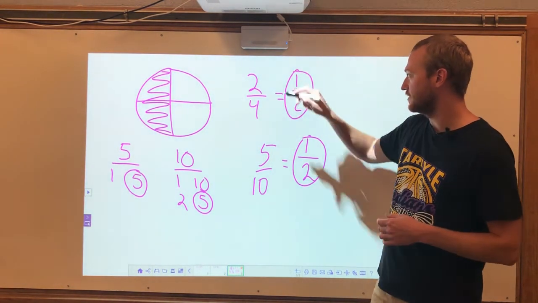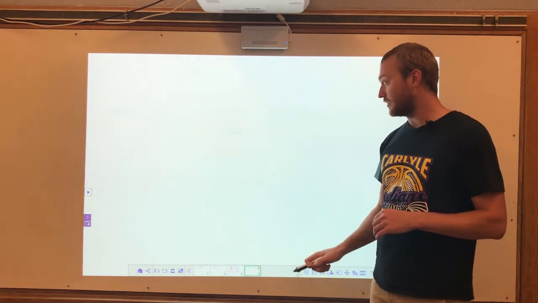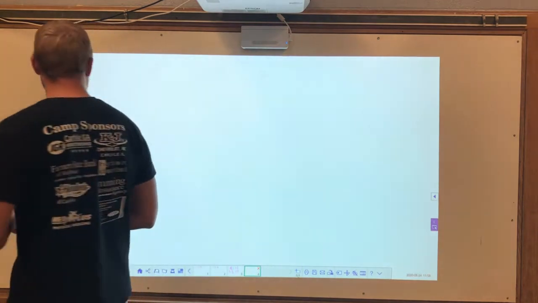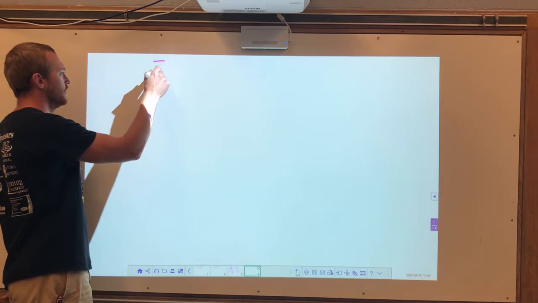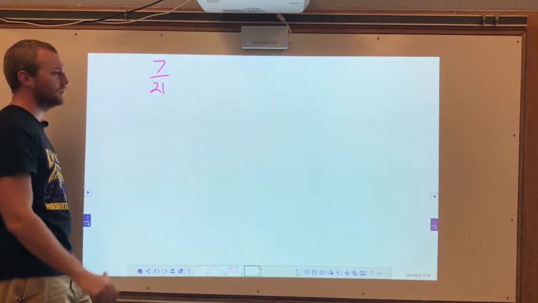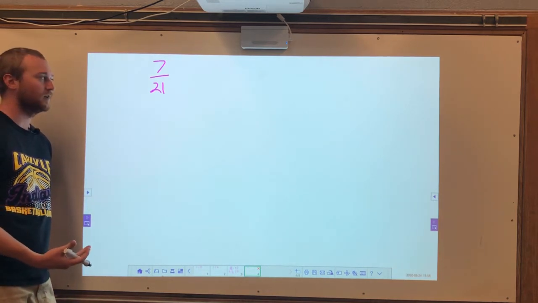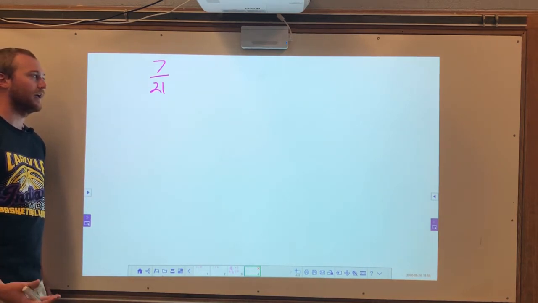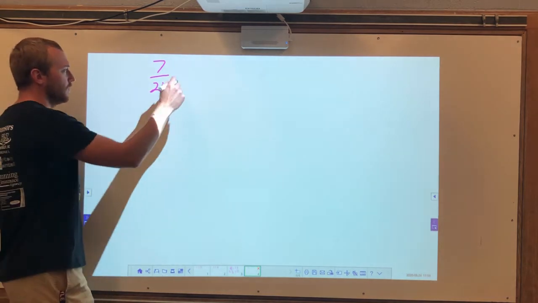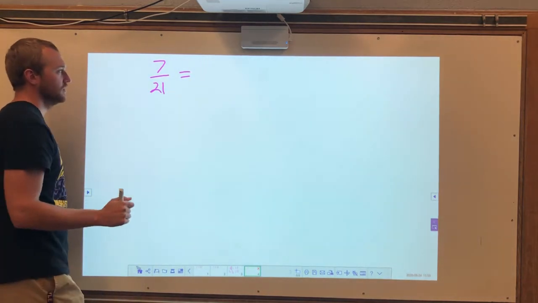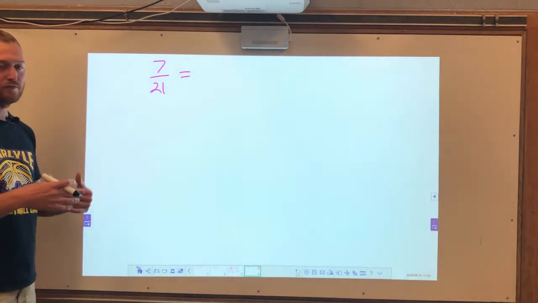I'm just circling these because it's my final answer. Let's do another example with simplifying. Let's do 7 over 21. And I know we're not multiplying right now, but I just want us to really get comfortable with simplifying fractions as well. When you multiply, add, or subtract fractions, a lot of the time you have to simplify. So 7 over 21, what does this simplify down to? Or does it simplify? Not all fractions simplify down to another fraction.